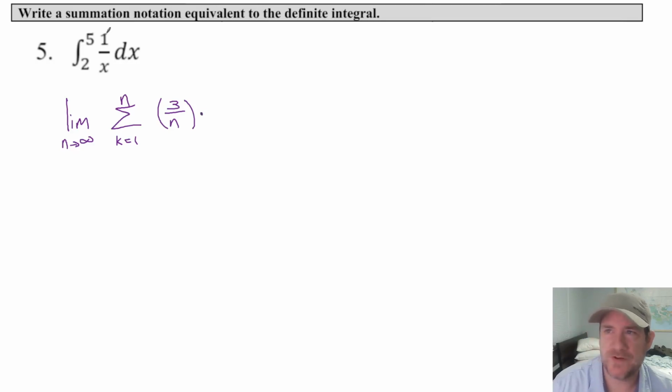And then the function is 1 over x. So we're going to be looking at a 1 over, and for us x always wants to be that lower limit of integration, which is 2, plus delta x times k. Delta x is still the 3 over n, the same thing that we just wrote, times k. But that ought to do it.